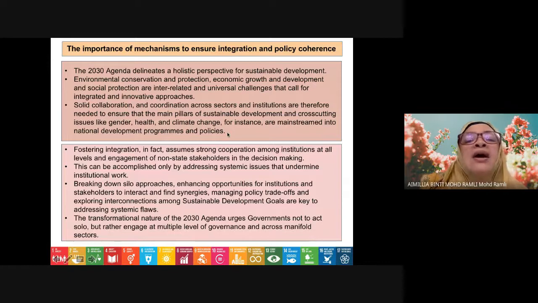So the environmental conservation and protection, economic growth, these are the things that we talked about earlier. I said that in order to become sustainable, we have to take care of the environment, the economy, and the social aspect of humanity, right? So society, economy, and environment are very important, and they are interrelated, and universal challenges that call for integrated and innovative approaches. So we have to take care of every single aspect, like the environment, not just look at economic and social growth. If we take care of the environment, we also have to take care of the economic and social growth as well. So all three things are very important.